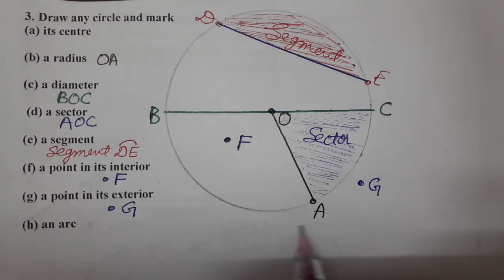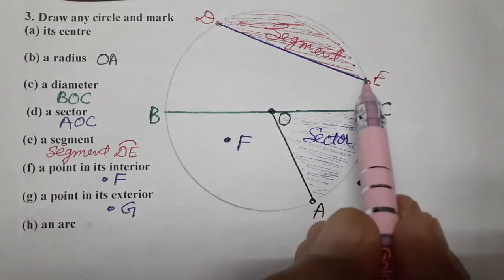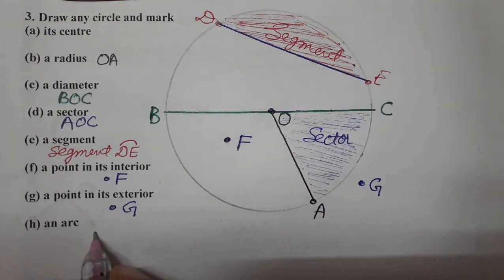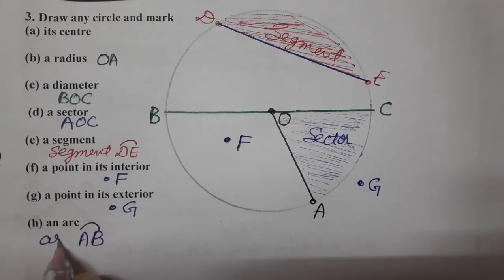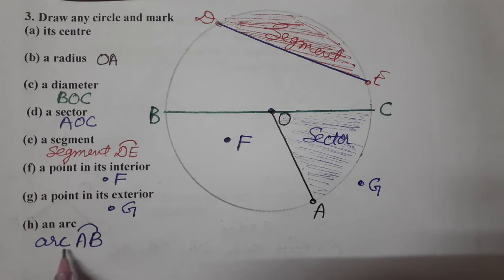See, there are so many arcs we have drawn. AB is an arc. AC is also an arc. DE is also an arc. So any arc we write. So AB only, we will write AB. And this arc, we write here arc AB. And if we want to indicate a segment, we write segment DE. And if we want to indicate an arc, we write arc here. Arc AB. So this completes it.